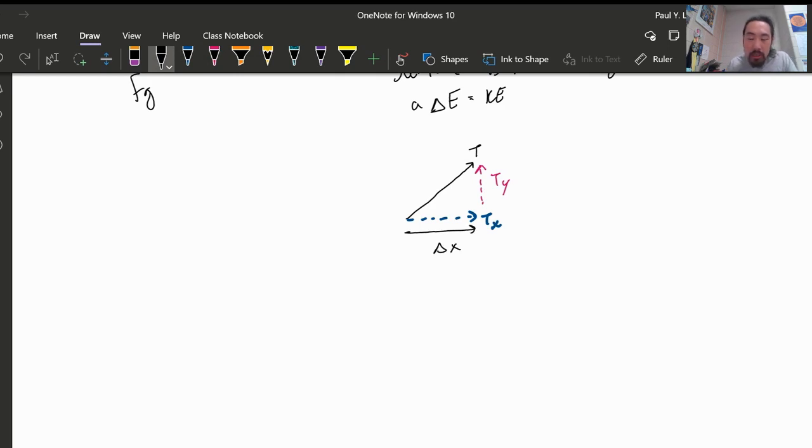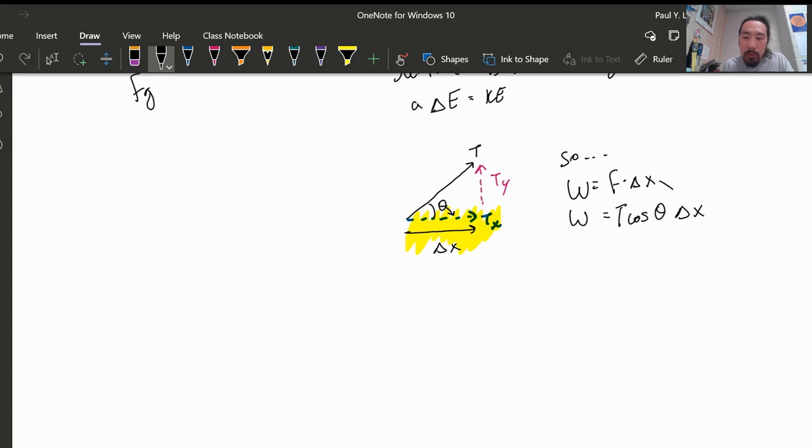And the object is still moving in the horizontal axis. Taking a look at this, we can say that Tx and delta x are on the same axis. So W is equal to F dot product delta x. This will tell us what the force is that's actually causing this change in energy, right? So we can say it's T cosine of theta. If this is your angle, Tx is the adjacent side. So T cosine theta times delta x will result in the work.